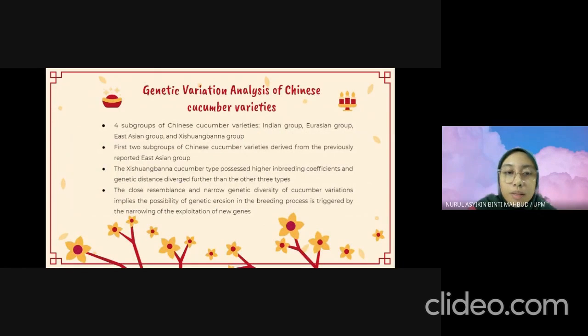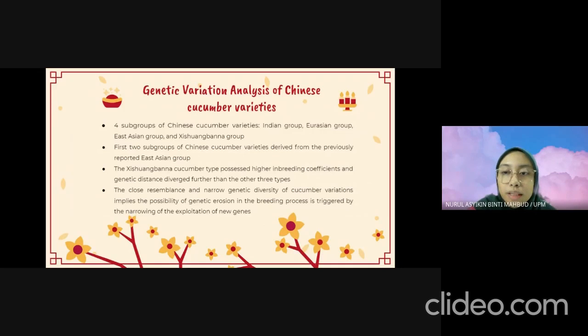The four subgroups of Chinese cucumber varieties are Indian group, Eurasian group, East Asian group, and Zhishuang-Bana group. So from the findings, it is demonstrated that the first two subgroups of Chinese cucumber varieties derive from the previously reported East Asian group. It is also demonstrated that the Zhishuang-Bana cucumber type possesses a higher inbreeding coefficient and genetic distance, diverging further than the other three types.